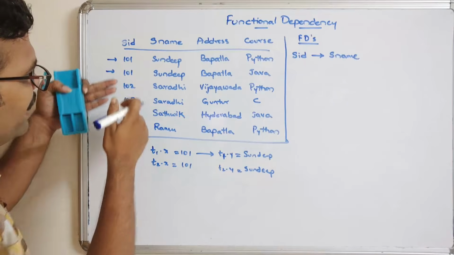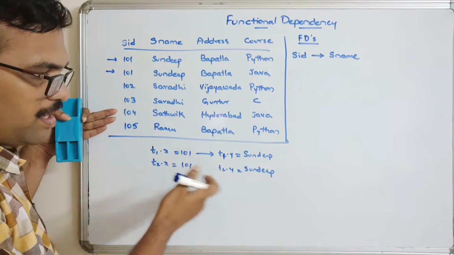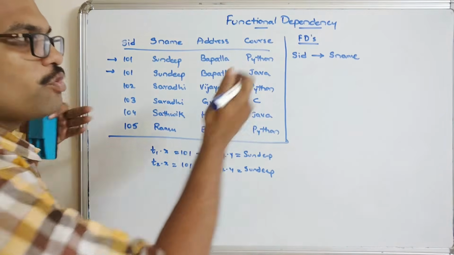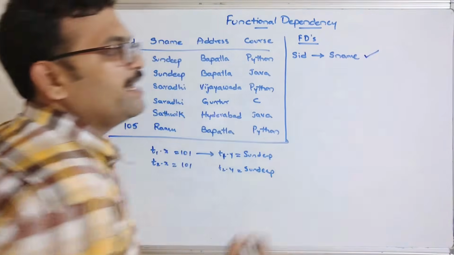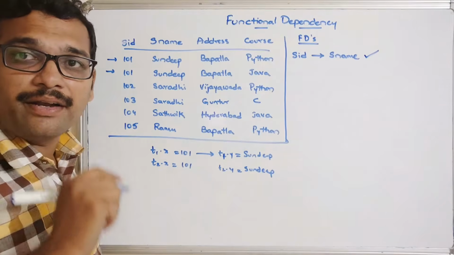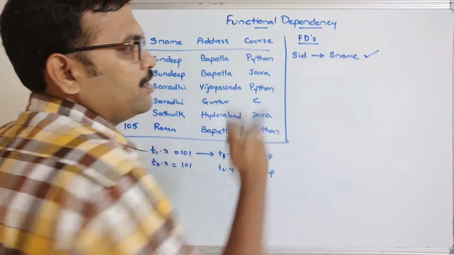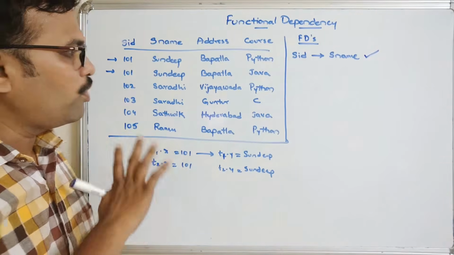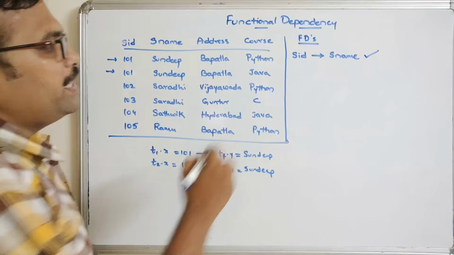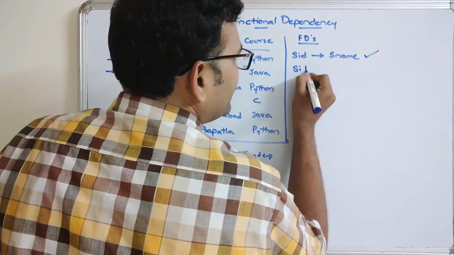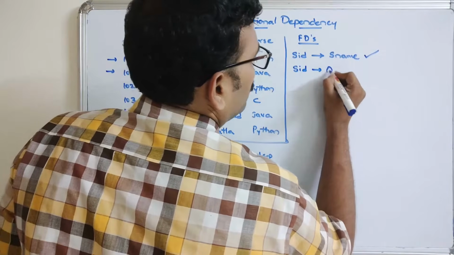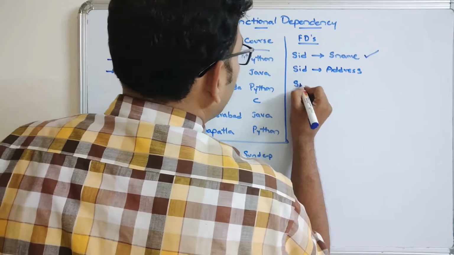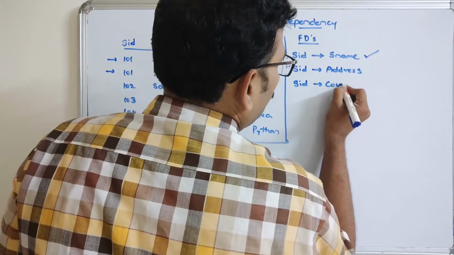Once again, go with any other tuples. There are no more repetitions in SID. So we can consider SID determines SNAME as functionally dependent. SNAME depends on SID. If you give SID, we get the SNAME uniquely. There will be no duplications here. Along with the SID, we can also give the address and we get a unique address. What about SID with course?